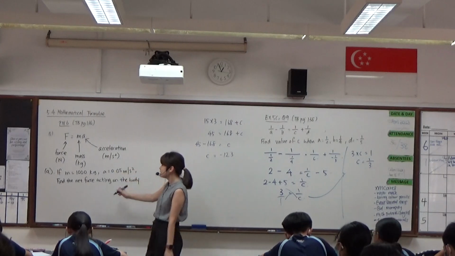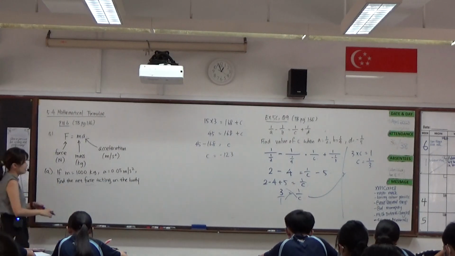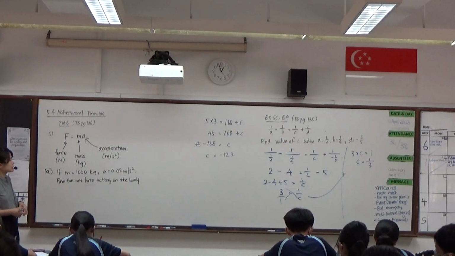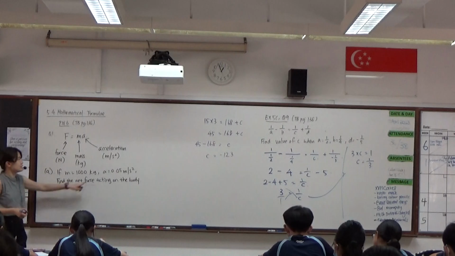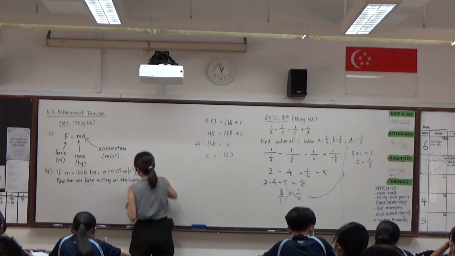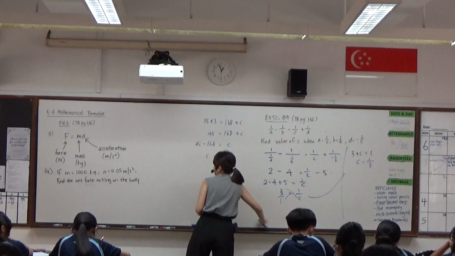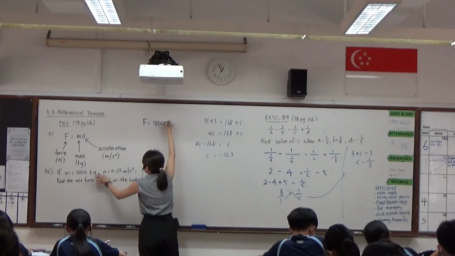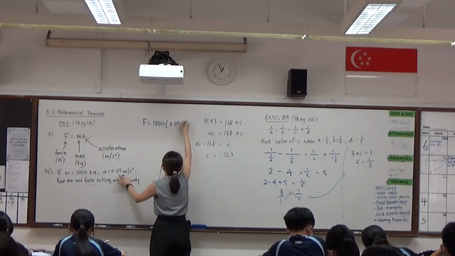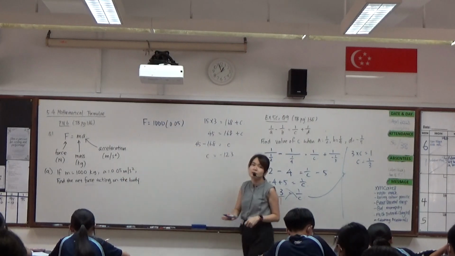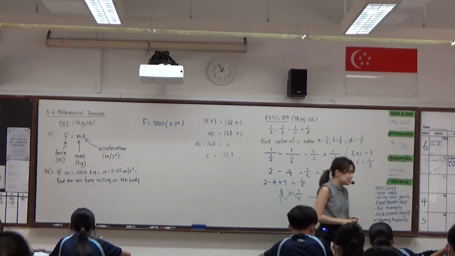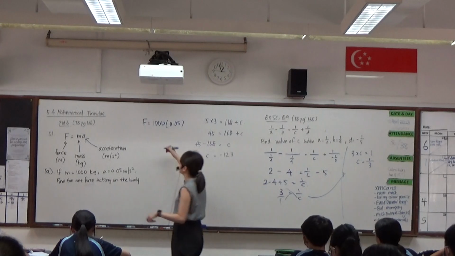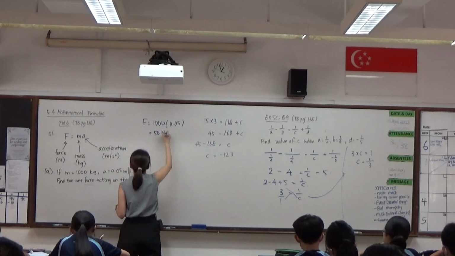So the question wants us to find the force actually. Don't care whether net or no net. Eventually we're trying to find the force. The question gave us M is 1000, A is 0.05. So applying the formula that we're given, F equals M is 1000, A is 0.05. We must have the brackets to represent the multiplication. And then we just happily press into the calculator and we will get 50 as our answer.